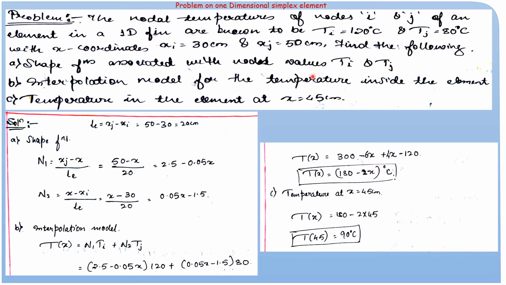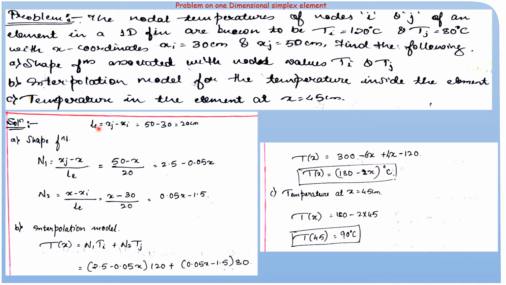Once you find the value of n1 and n2, you have to substitute those values of n1 and n2 in the interpolation function which we have derived. Then once we get this interpolation function, we have to substitute x equal to 45 and find the temperature at x equal to 45. So this is the solution for the given problem.